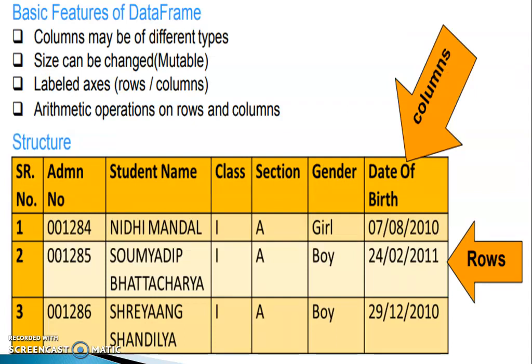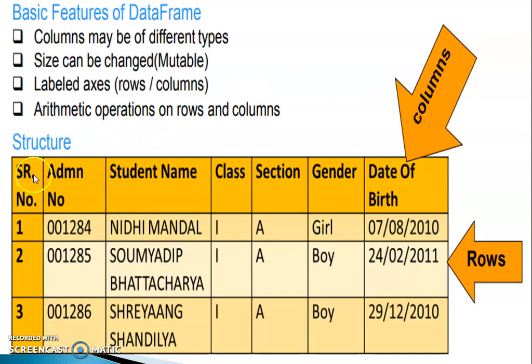Then the basic features of a data frame. Columns may be of different types. Second, size can be changed. Labeled access, and arithmetic operations on rows and columns. Columns may be of different types, that means different types of data we can store in these columns.